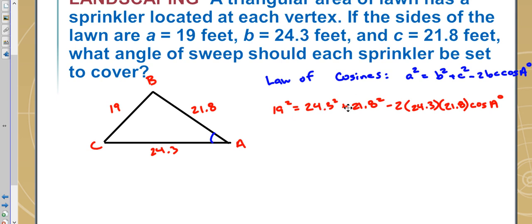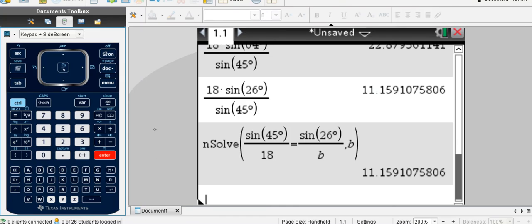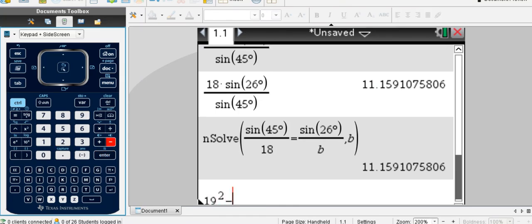But because I'm going to do the algebra here, what I would do is I would first subtract 24.3 squared from both sides. And so I need to subtract that over here as well. And so I'm left with 19 squared minus 24.3 squared minus that squared. That's what I'll have. Let's just go to the calculator and type that in. So I have 19 squared minus 24.3 squared minus 21.8 squared.